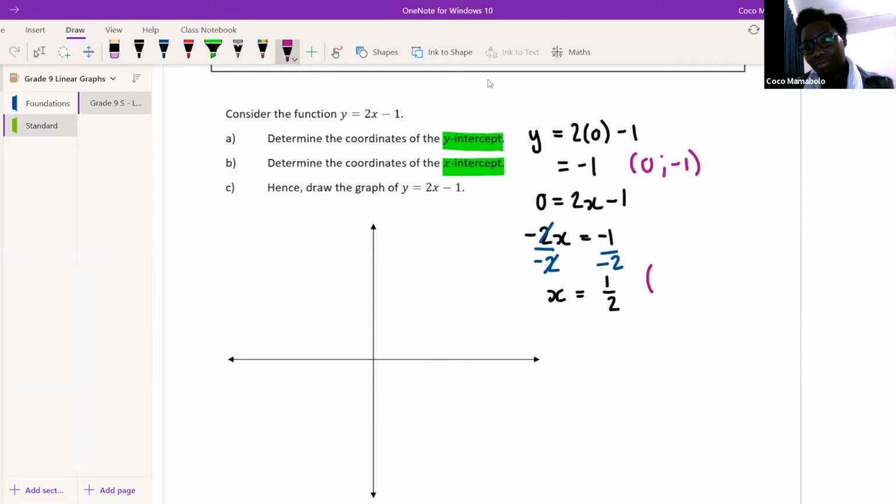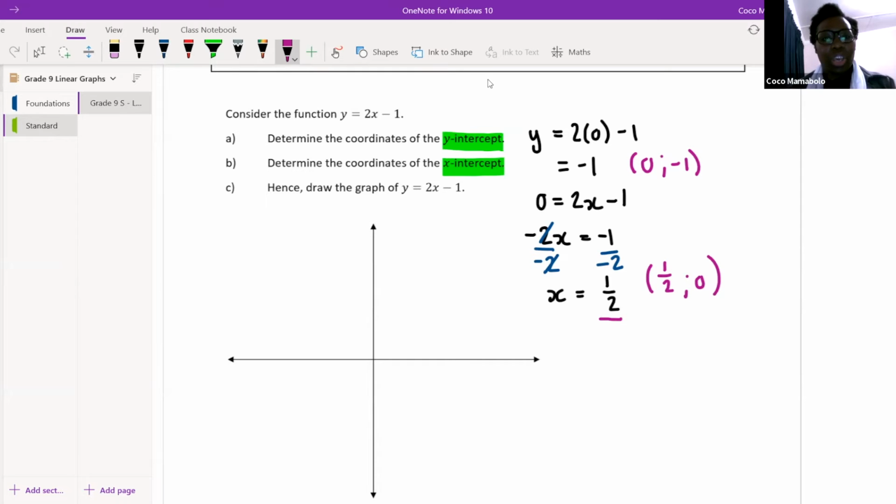I think it's 0 and a half. Remember, x needs to come first. So it's going to be a half and then 0. Exactly, in that order. Oh, yes, excellent. You made it.